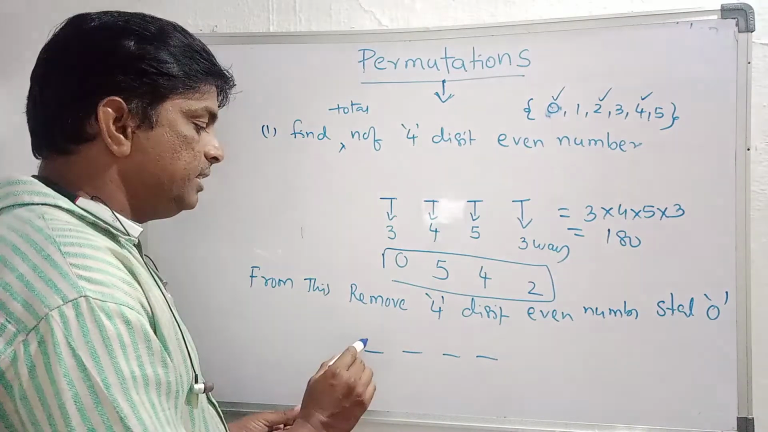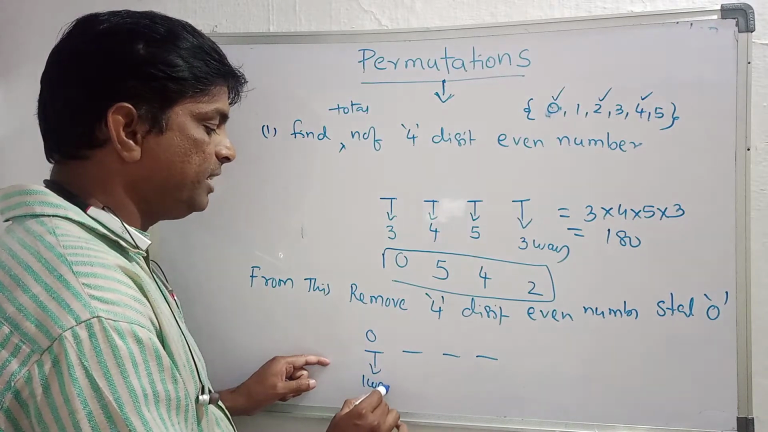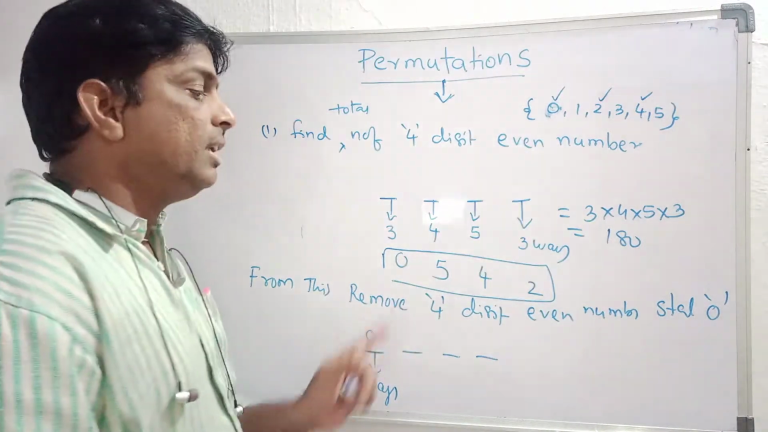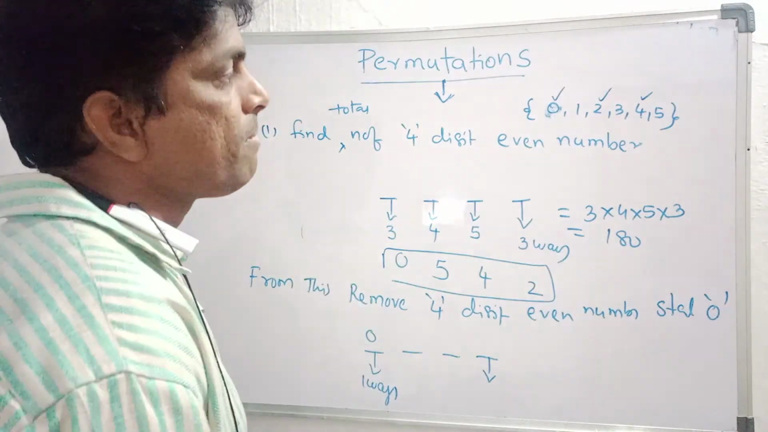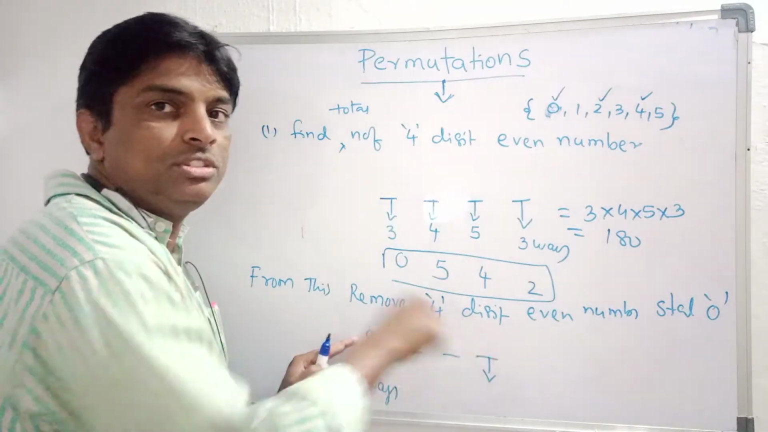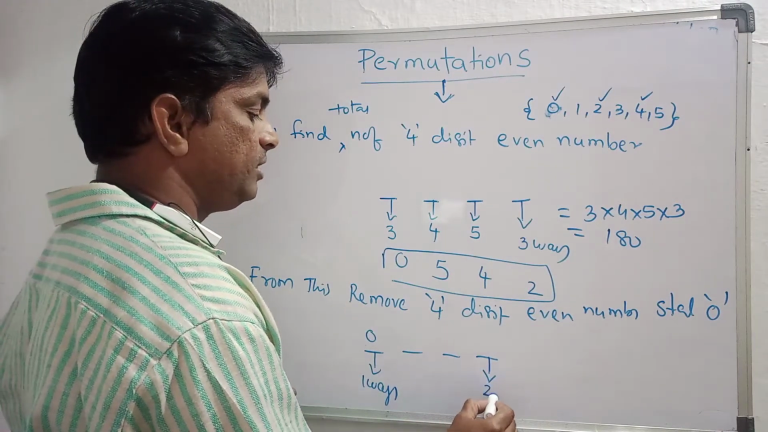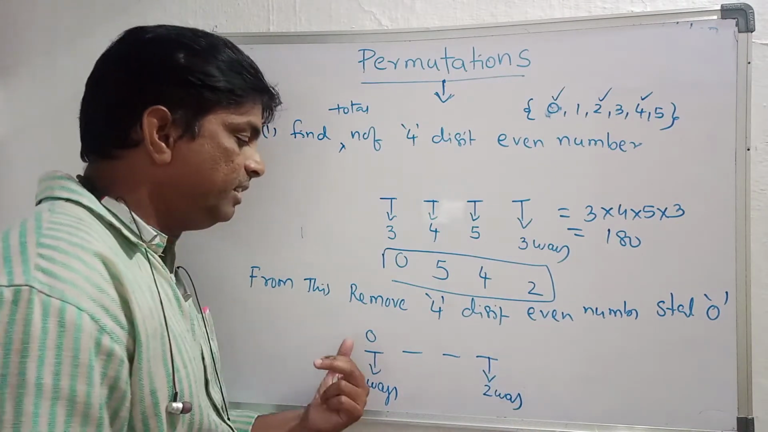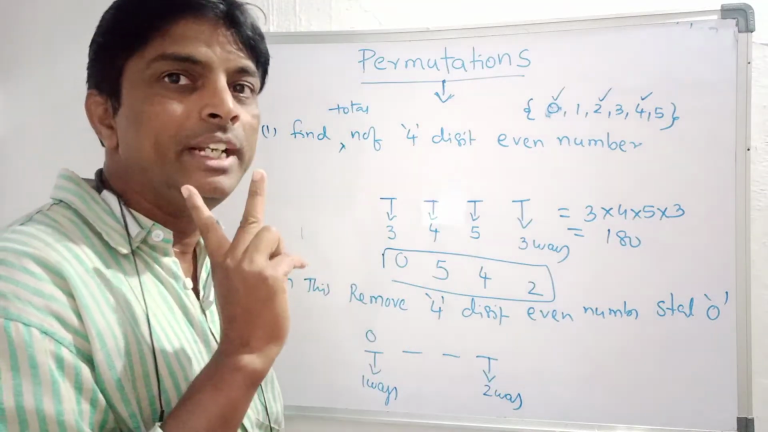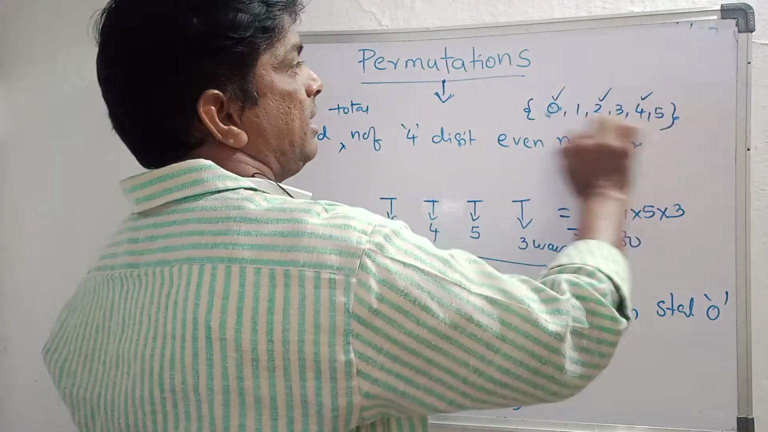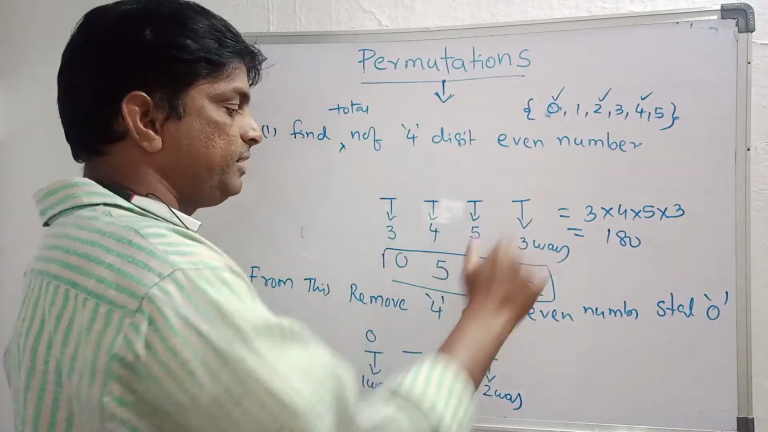Start with 0 means this first place I have to fill with 0. That is only one way. And it should be an even number, nothing but the last digit has to be filled with an even number. So already 0 is allotted here, I cannot put 0 again there. Still how many are left? 2 and 4. So this last place I can fill in 2 ways. So by this I have filled the first place and the last place. Out of 6, 2 numbers I have utilized.